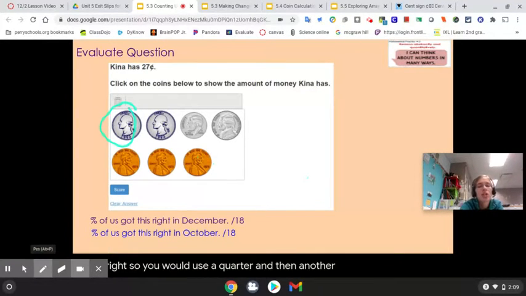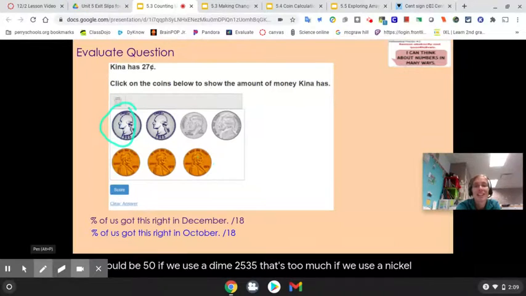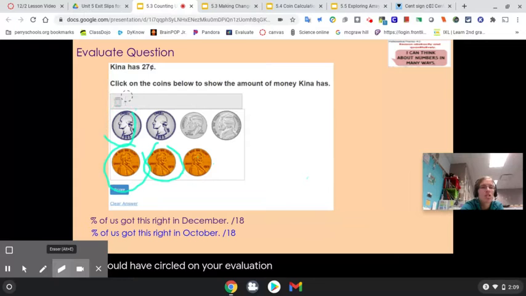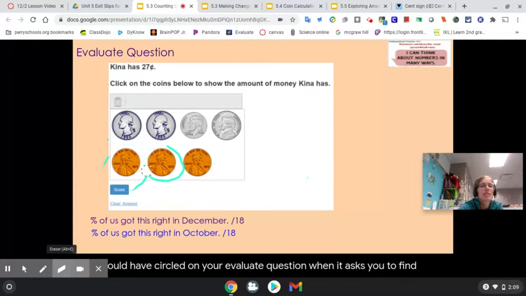And then another quarter is too much. That'd be 50. If we used a dime, 25, 35, that's too much. If we use a nickel, 25, 30, that's too much. So we would use pennies, and we're at 25, 26, 27. So that's what you should have circled on your Evaluate question when it asks you to find the specific amount of coins.